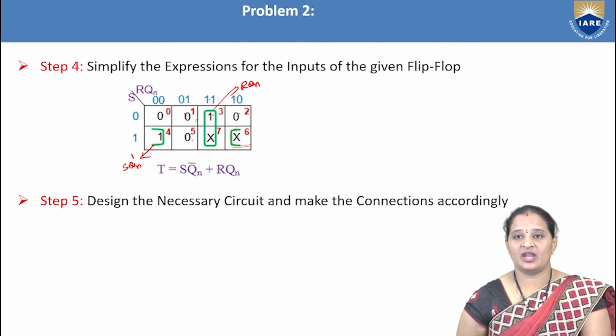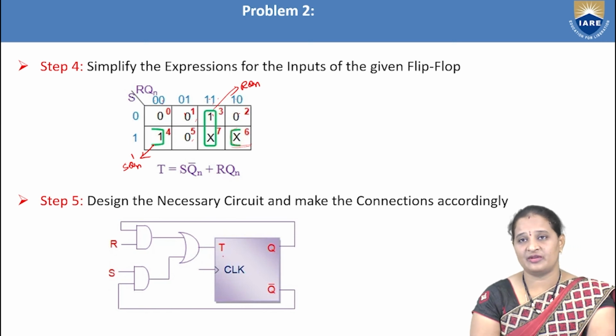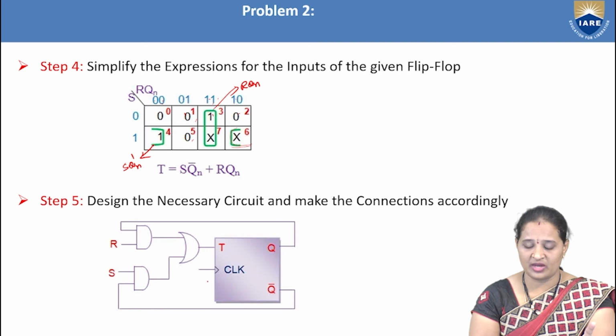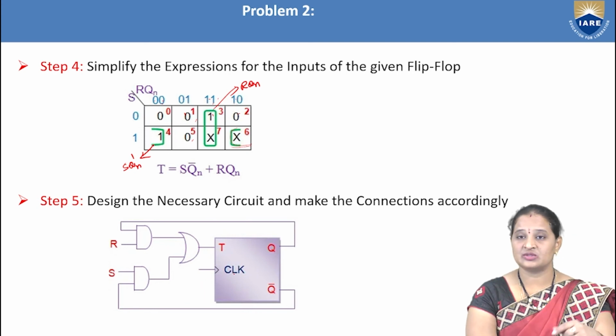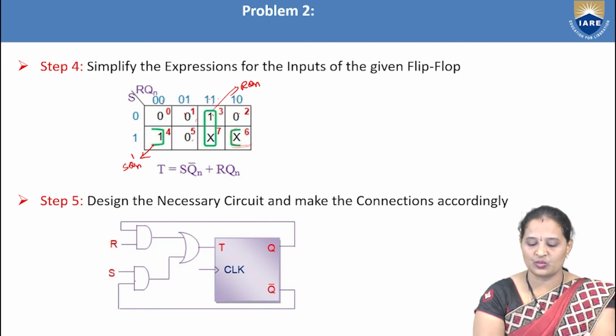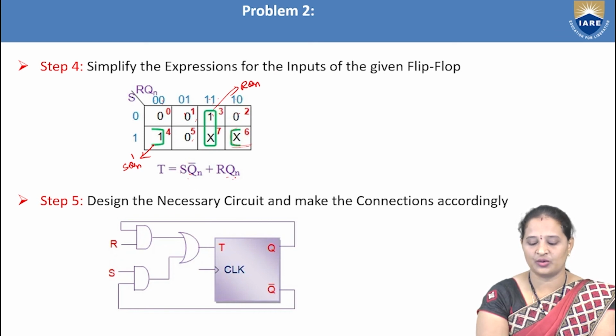Now once it is obtained, draw the equivalent circuit here. First, what is the available flip-flop? T flip-flop. So draw the T flip-flop, which has only one input and one clock signal. This is the clock signal, and we have Q and Q bar here. I'm taking two AND gates because we have two product terms. The first product term has the inputs R, QN. So for one AND gate, one input is R, and the other input is Q, I'm taking the feedback and giving it here.